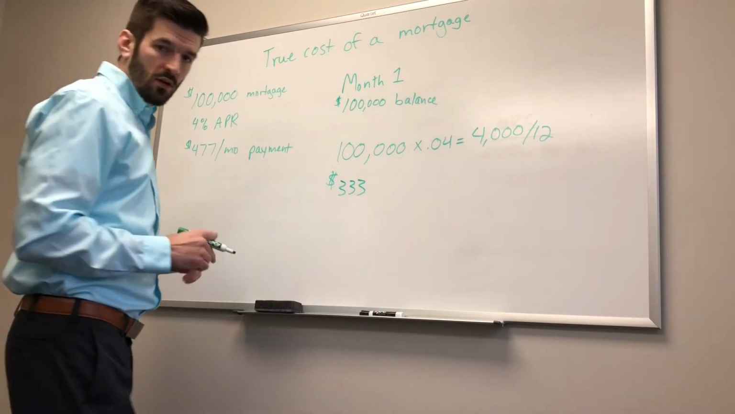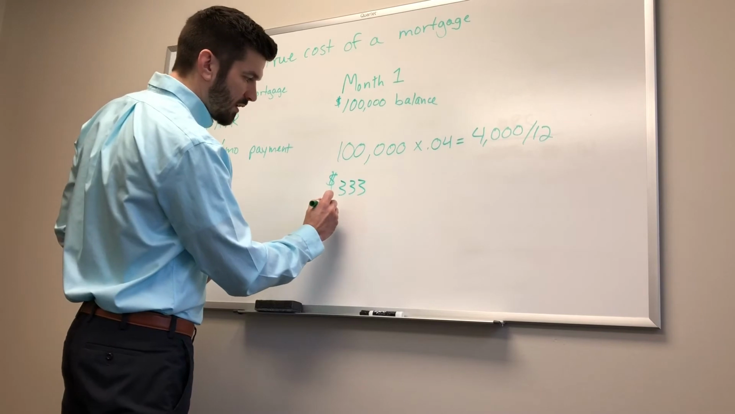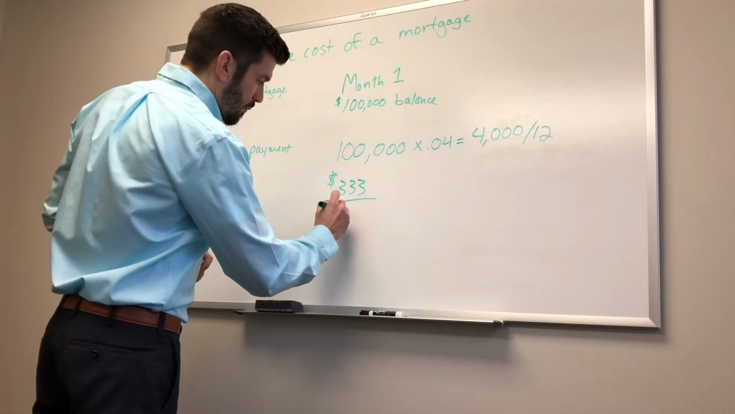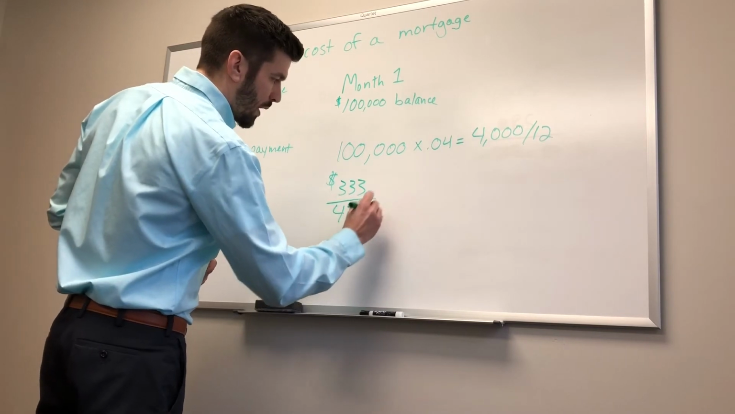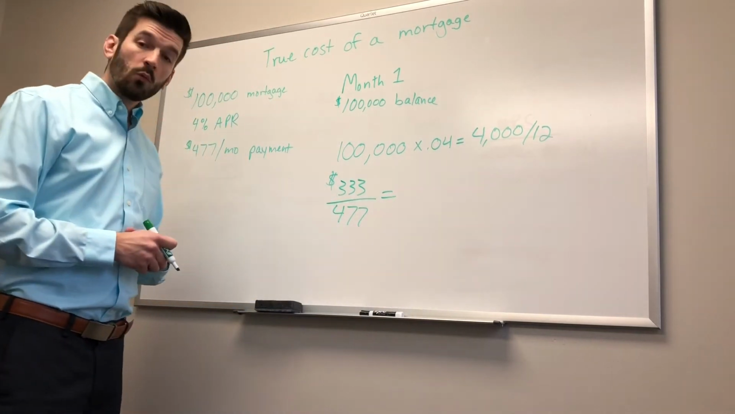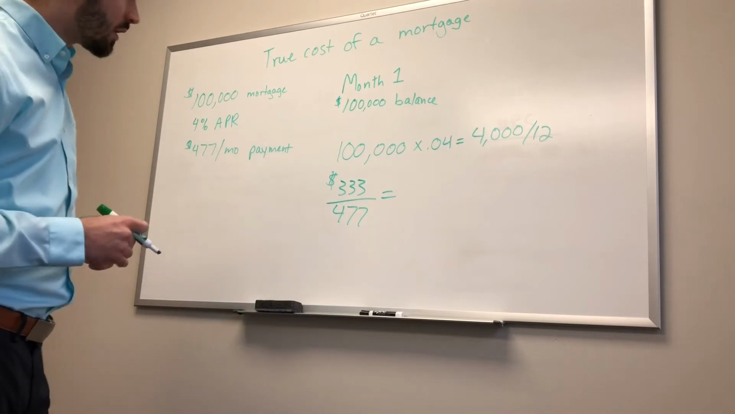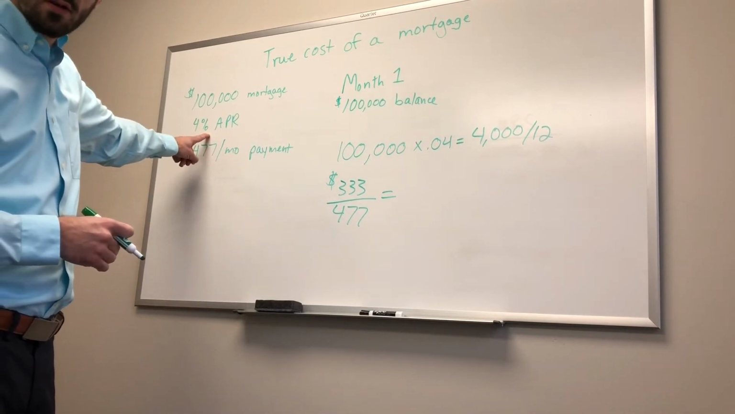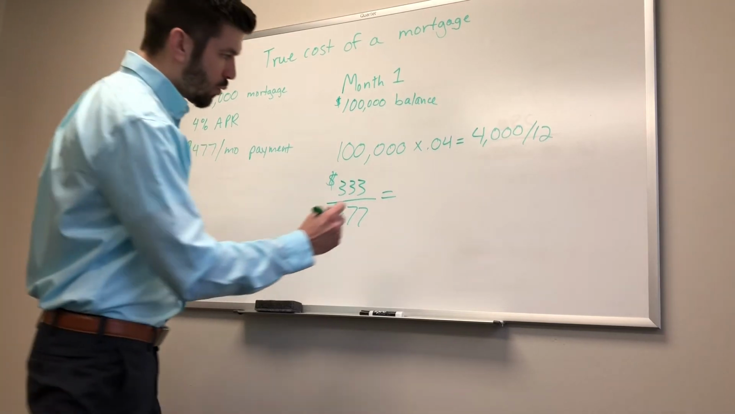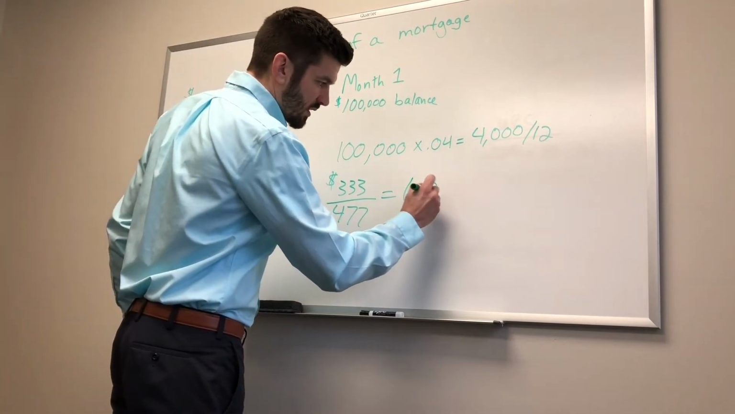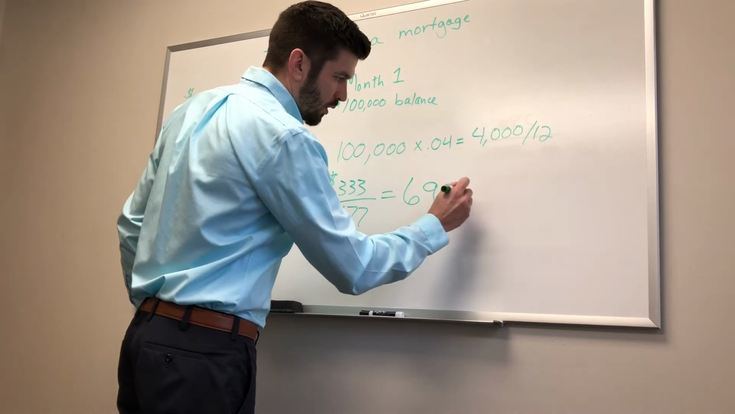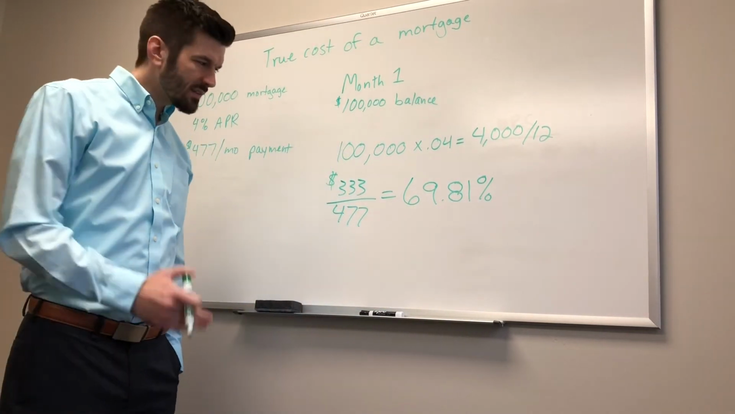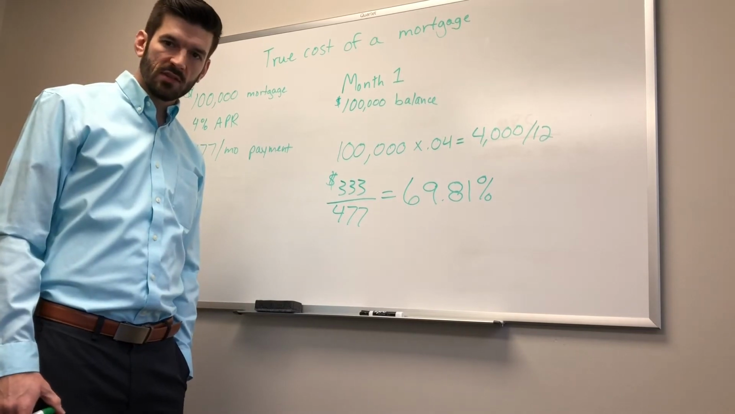To calculate the percentage, we divide the interest payment amount for month one by the total payment amount. And what you'll see is that in month one, you are not paying 4% interest in that payment. You are paying 69.81% in interest. It's a little bit eye-opening for most people to see.